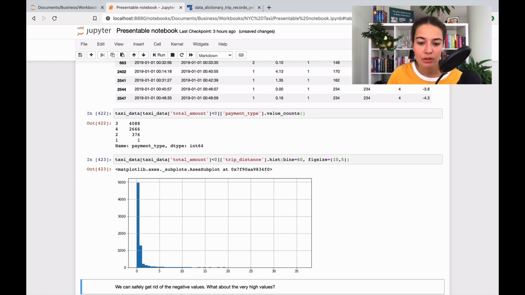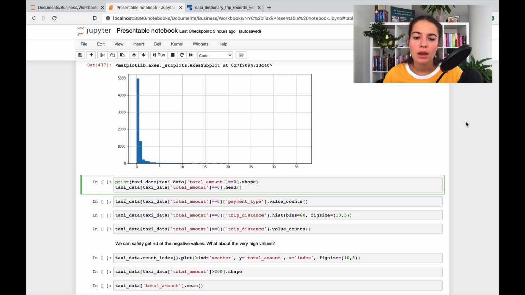But the last thing that I want to do is to look at the trip distance when the total amount is zero. We see that there are some trips that are very long, like 20 kilometers or 20 miles or maybe more, but most of them are actually zero. So maybe someone jumped in the cab and after a while they decided not to take it. I really don't know what might have happened there, but what I know is I can safely get rid of the negative values at this point.